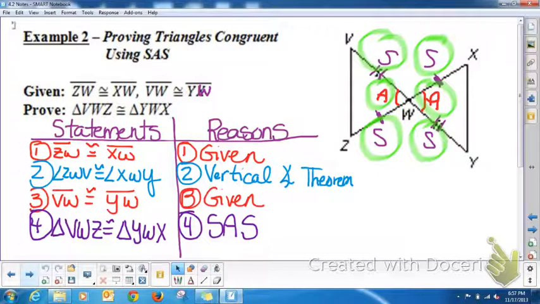So your proof should look like this. Segment ZW is congruent to segment XW. That was given to us. Then we said that angle ZWV was congruent to angle XWY by the vertical angle theorem. And then we were given that VW was congruent to YW. And therefore we can prove these two triangles are congruent because we have side, angle, side: two corresponding congruent sides and the included angle, the angle that comes between them.